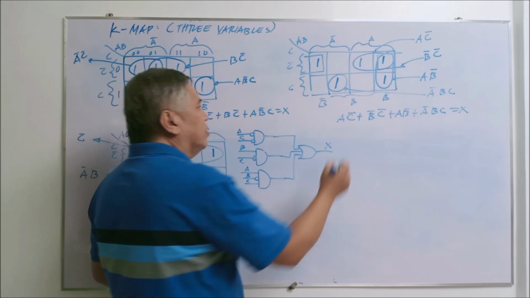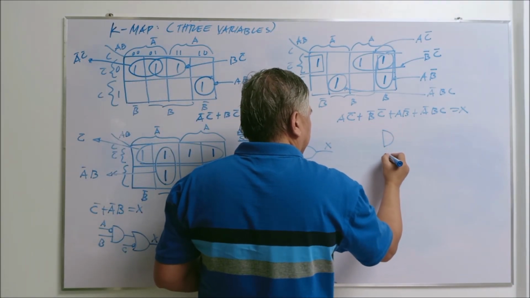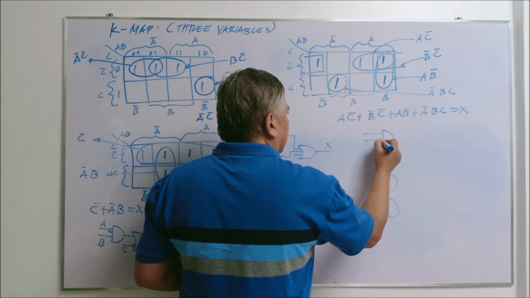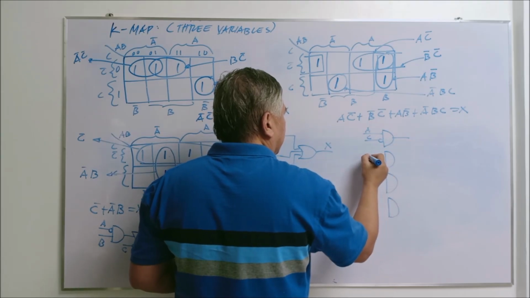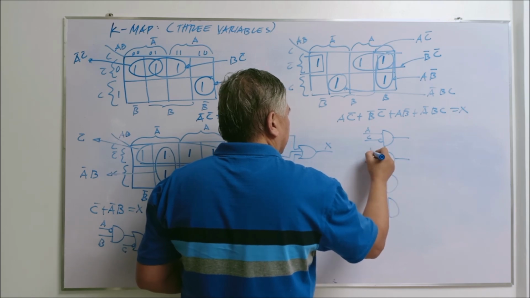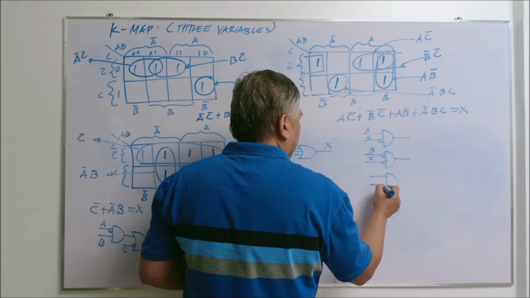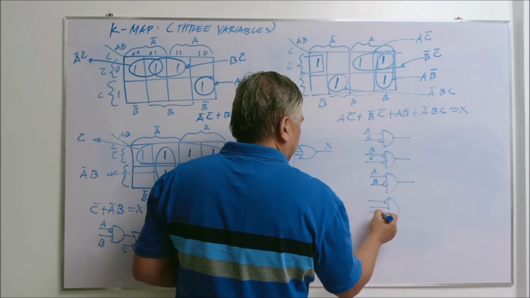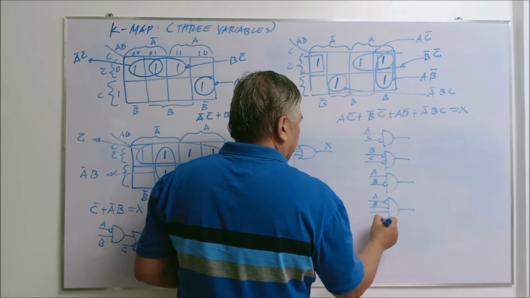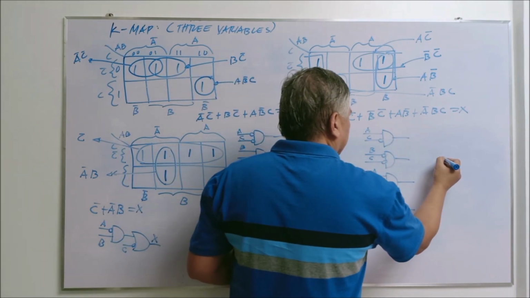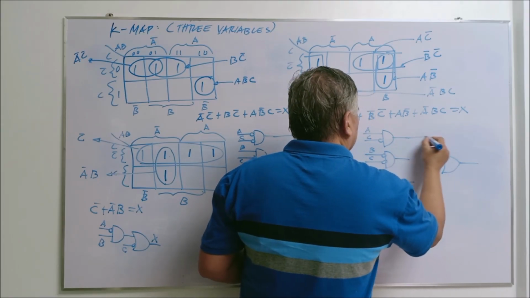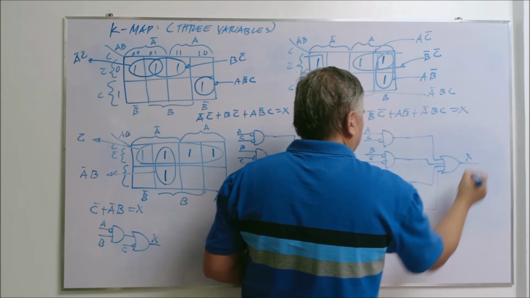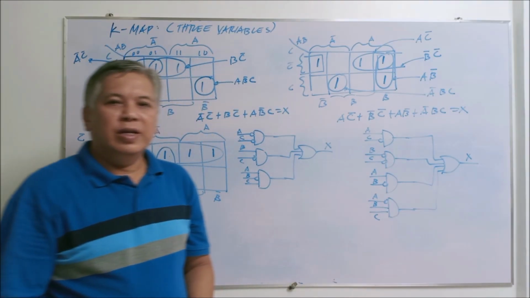So what will be our logical circuit? You have 1, 2, 3, 4 AND gates. Then you have A C bar, then B bar C bar, and then you have A B bar, then you have A bar B C. And these AND gates are being ORed together, so we draw an OR gate. This is our X. So this will be our simplified logical circuit.